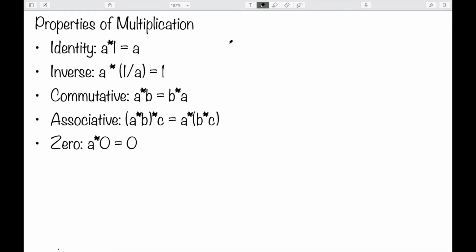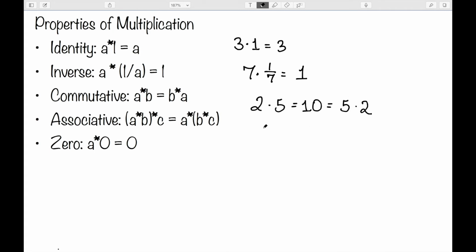And just like before, we can do several examples of these to help demonstrate. I can see that 3 times 1 is equal to 3, which demonstrates my identity property. I can do something like 7 times 1 over 7, and that would be equal to 1. That demonstrates my inverse property. We can say 2 times 5 is equal to 10. That's the same thing as 5 times 2. That shows my commutative property.